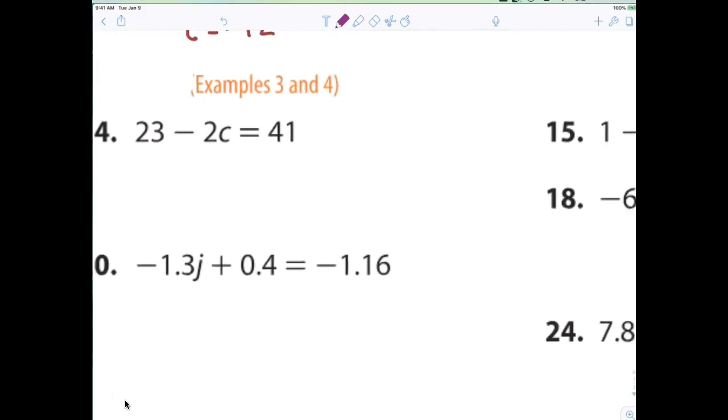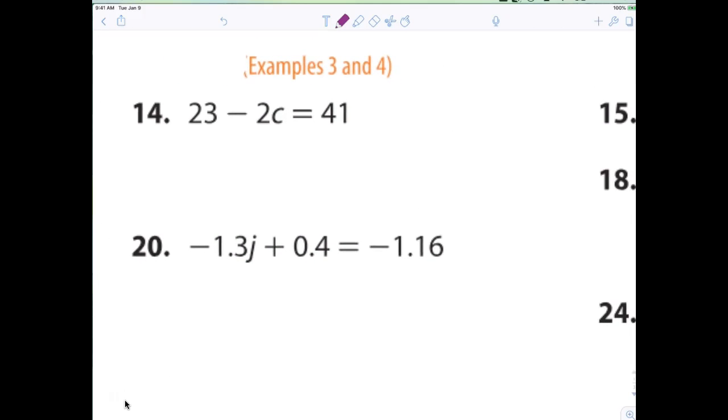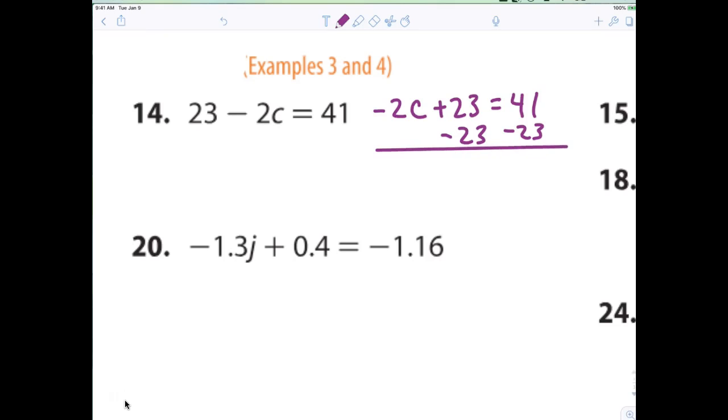All right. Now with 14. Okay, I think I kind of like to rewrite 14. Mia, what are we going to do here? Write it as negative 2c plus 23 equals 41. Perfect. And then you minus 23. Exactly. Good job, kiddo. And then it's 41 minus 23.